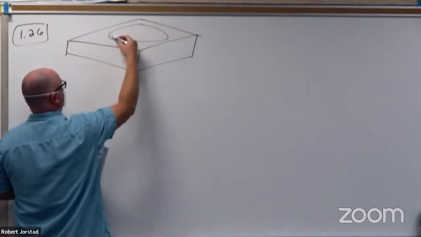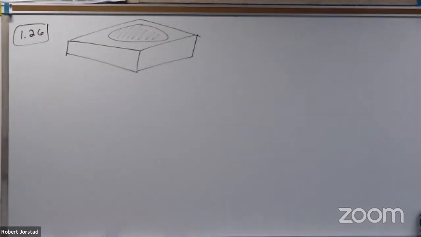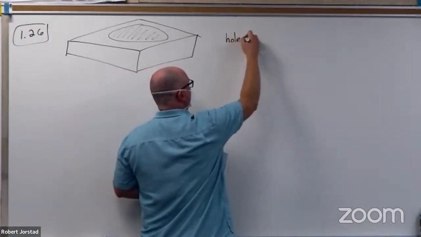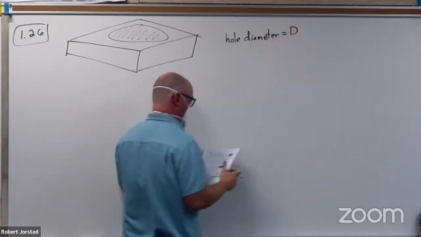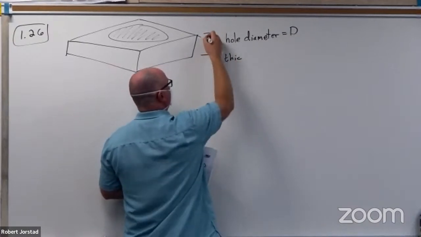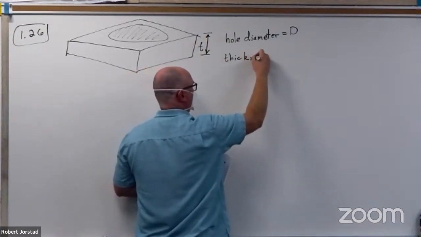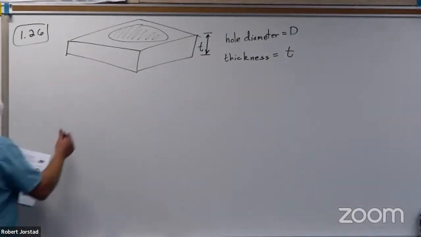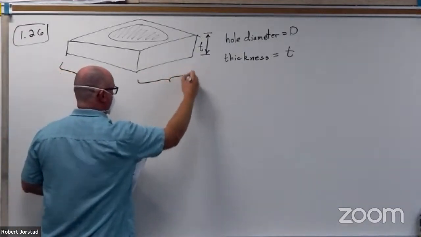You have a square nut made out of some metal here, and there's a hole in it. We're told the diameter of the hole is capital D. Thickness in this dimension is T. The side length here, and the side length here, it's a square nut, so those are both S.